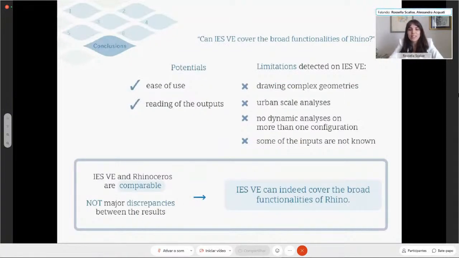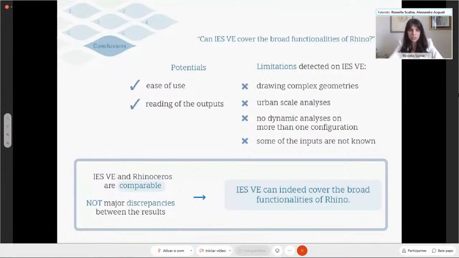So now we can answer the question previously asked in the preface of this work. By doing so, it was fundamental to define the potential and the limitation of ISV when compared to Rhino. The potential regards the ease of use and the reading of the outputs, whereas the limitation regarded the drawing of complex geometries, the urban scale analysis, and the impossibility of conducting the dynamic analysis of more than one configuration. Moreover, since ISV is a commercial software, some of the inputs are not known, and this could be a problem when doing comparison work like the one done for this thesis.